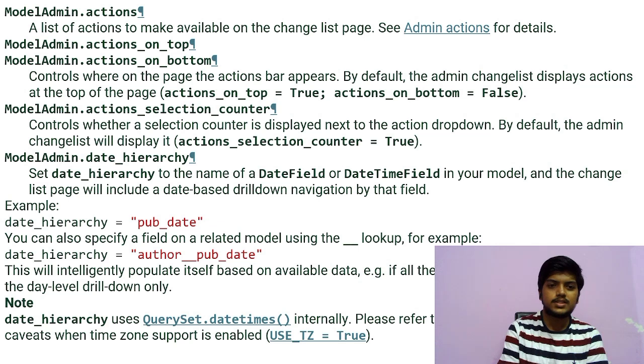ModelAdmin.actions_selection_counter controls whether a selection counter is displayed next to the action drop-down. By default, the admin change list will display it. Set date_hierarchy to the name of a DateField or DateTimeField in your model, and the change list page will include a date-based drill-down navigation by that field. Example: date_hierarchy = 'pub_date'. You can also specify a field on a related model using the __ lookup. Example: date_hierarchy = 'author__pub_date'.